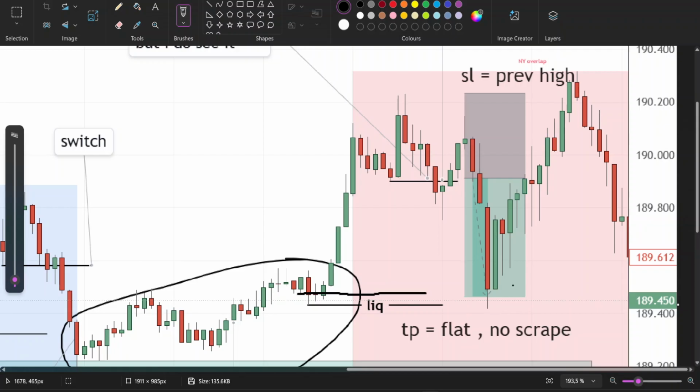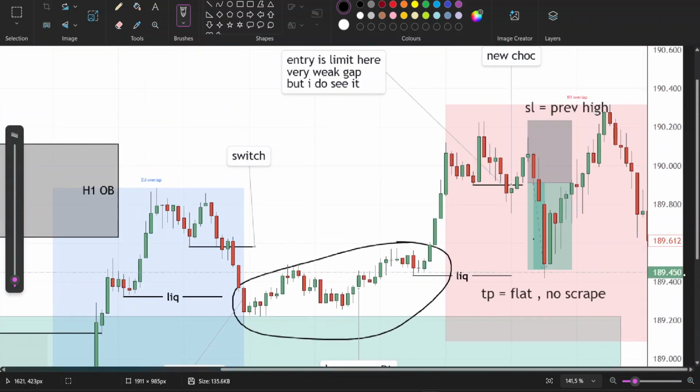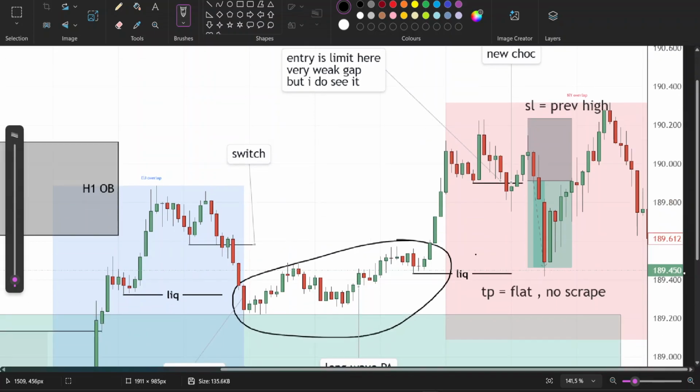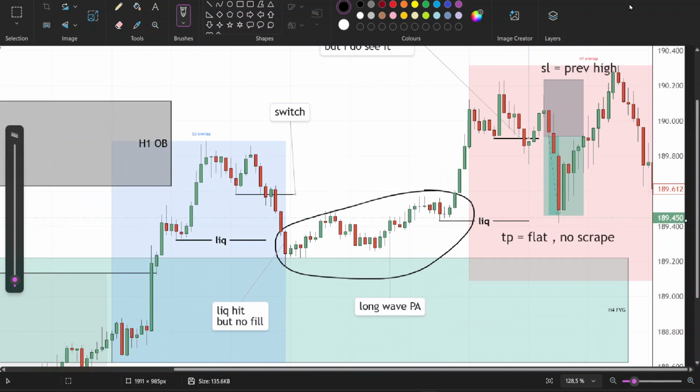And yes, this could be done way better with an entry after the bar. Yes, with probably another R added to that trade. And later on, the high is broken, but it doesn't matter. TP is filled, right? TP flat, no scrape, as it says. Okay, moving on.